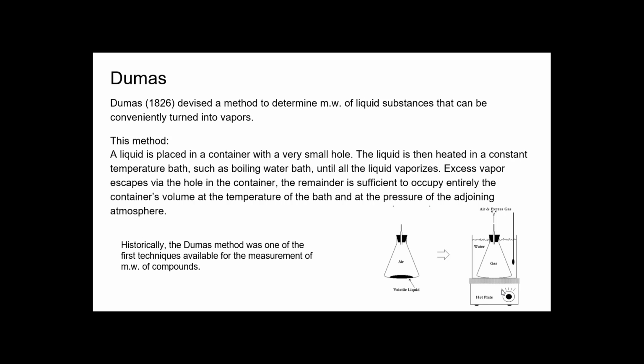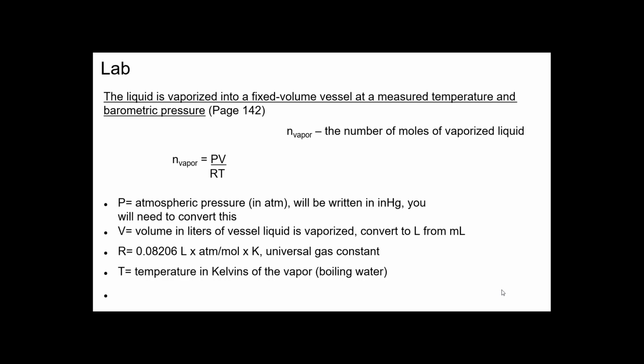The liquid is then heated in a constant temperature bath, such as boiling water, until all the liquid vaporizes. This is when the whole lab smells like a nail salon. Excess vapor escapes via the hole in the container. The remainder is sufficient to occupy entirely the container's volume at the temperature of the bath and at the pressure of the atmosphere. So basically, you're going to boil this, and the excess is going to leave through the pinhole, but you're still going to have enough of the vapor to complete the lab. The liquid is vaporized into a fixed volume vessel at a measured temperature and barometric pressure.